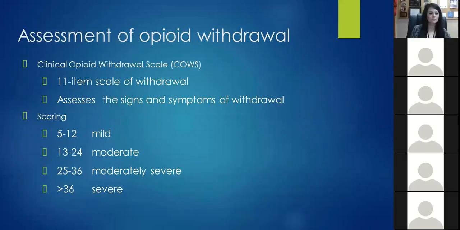Then for assessing, there's an assessment scale for the withdrawal. It's called the Clinical Opioid Withdrawal Scale. It's often called COWS, so if you ever hear that term, that's what they're talking about. It's an 11-point scale that addresses many of the common side effects involved with withdrawal symptoms, and then there's a scoring system. In the next few slides, I'll show you the actual ratings, and they're objective ratings, so you don't have to worry about guessing if it should be one thing or another.